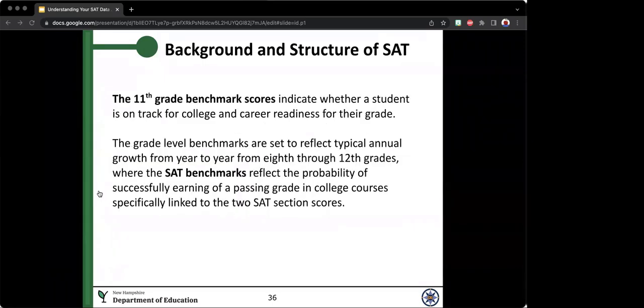So this is the breakdown here. This is going to talk to you a little bit about the 11th grade benchmark scores and what this all means. And the grade level benchmarks are really, again, set to reflect typical annual growth and reflect the probability of success.